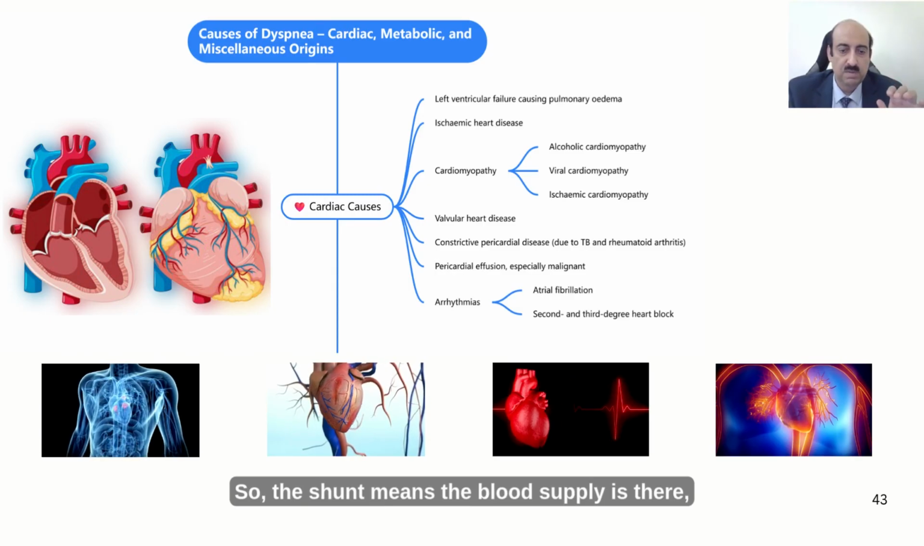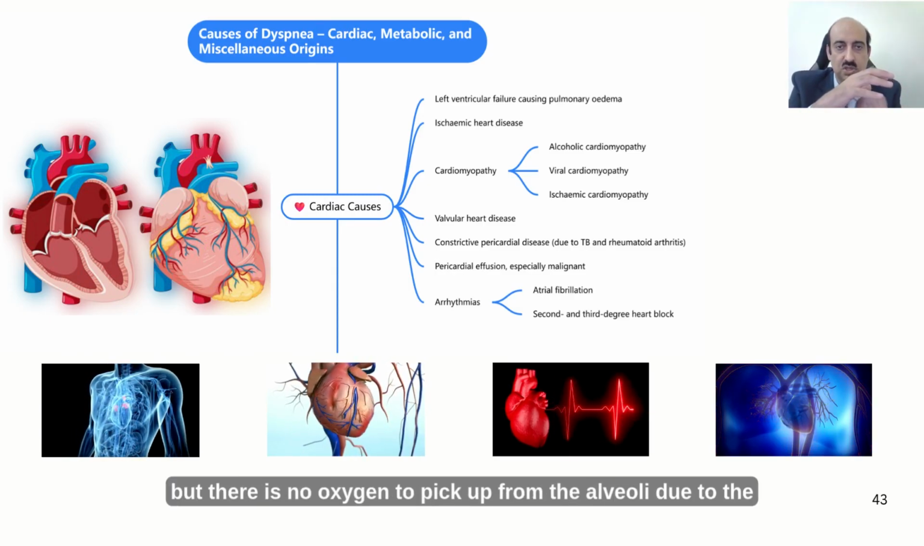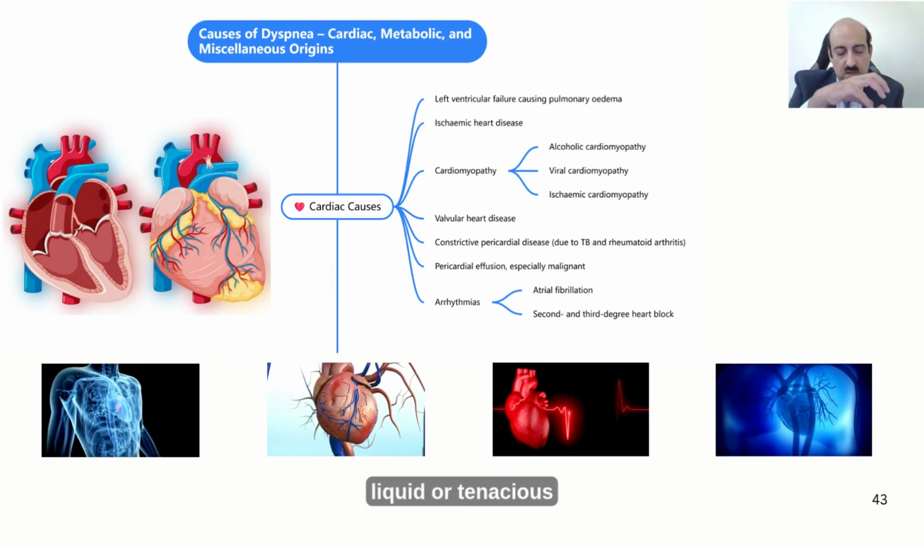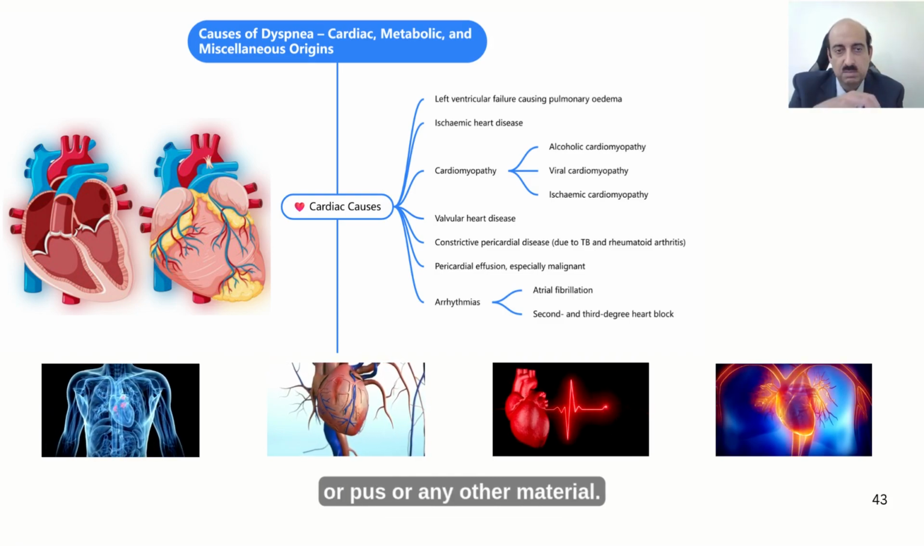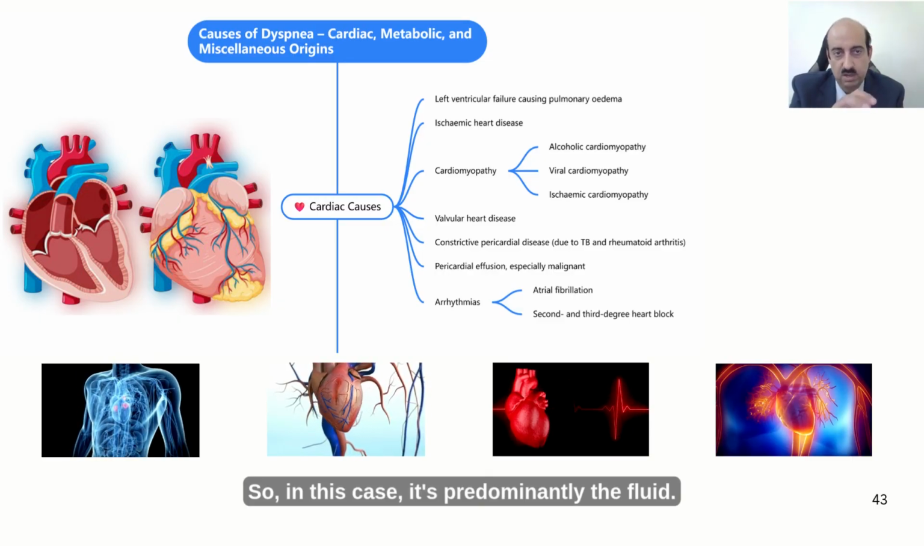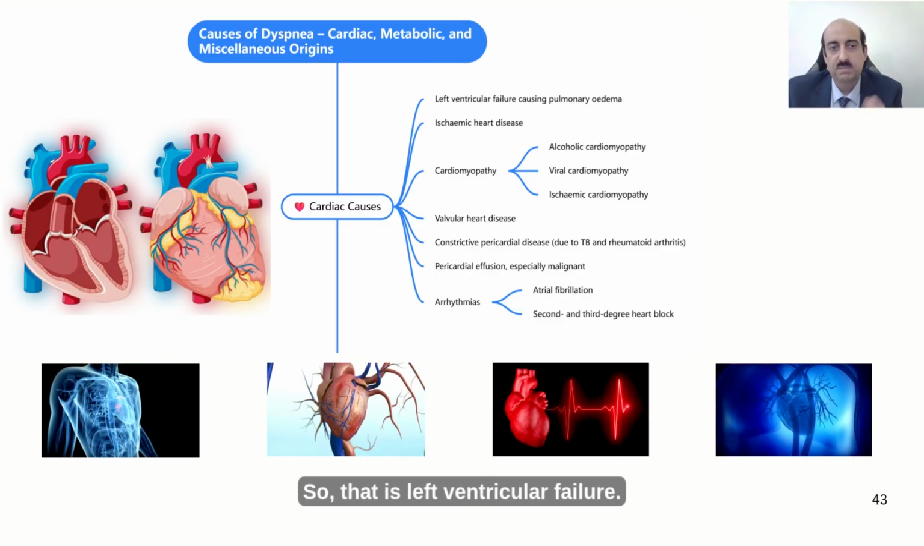So the shunt means the blood supply is there, but there is no oxygen to pick up from the alveoli due to liquid, or tenacious material, or pus, or any other materials. In this case, it's predominantly the fluid. So that is left ventricular failure.